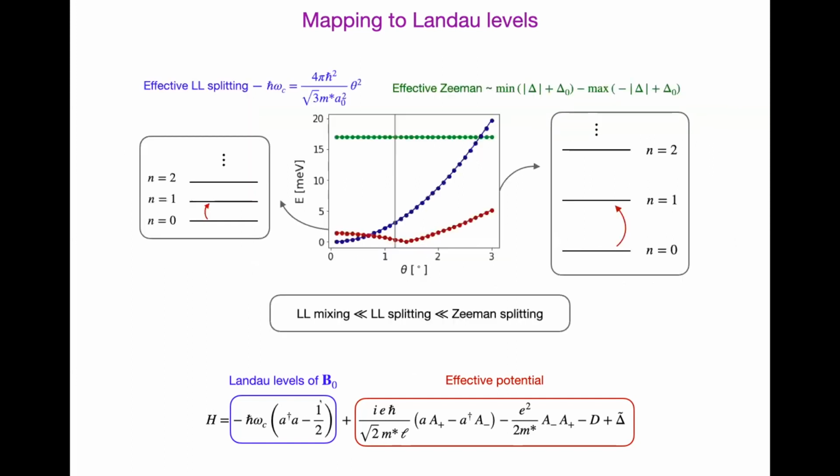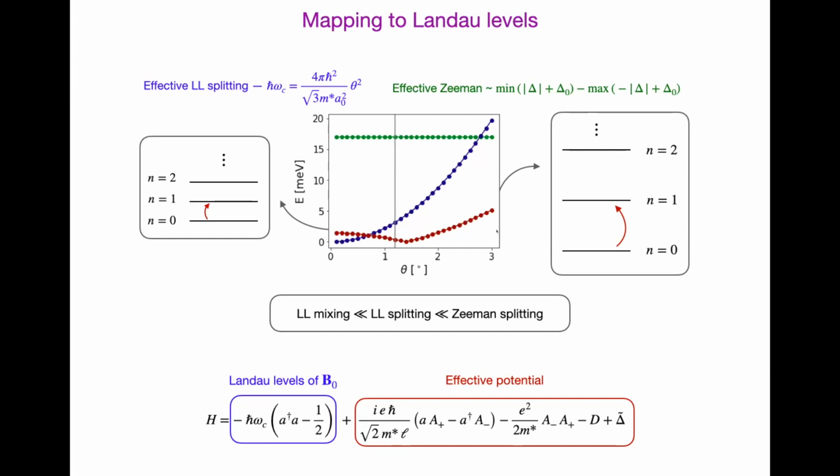So the Landau levels have a splitting that grows quadratically with twist angle. So for very small twist angles, you will have very close together Landau levels, while if you increase the twist angle, they will separate. The green line here is the effective Zeeman separation between the two pseudospin sectors. So when this energy scale is the largest, this means that this adiabatic approximation, this projection to just one of the two sectors, is faithful.